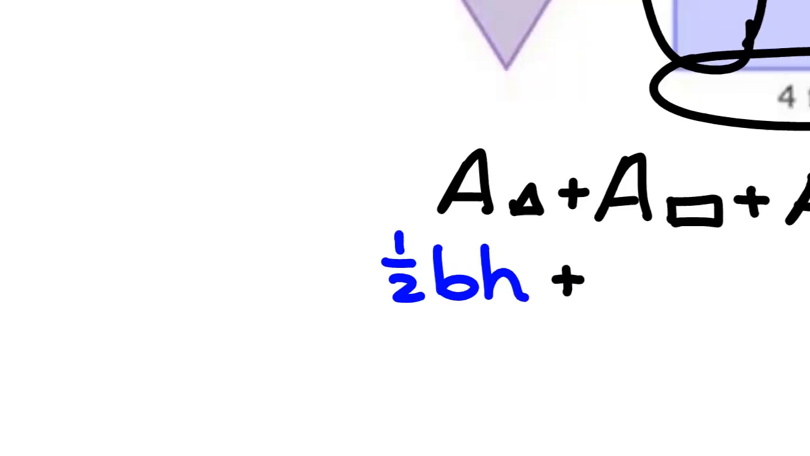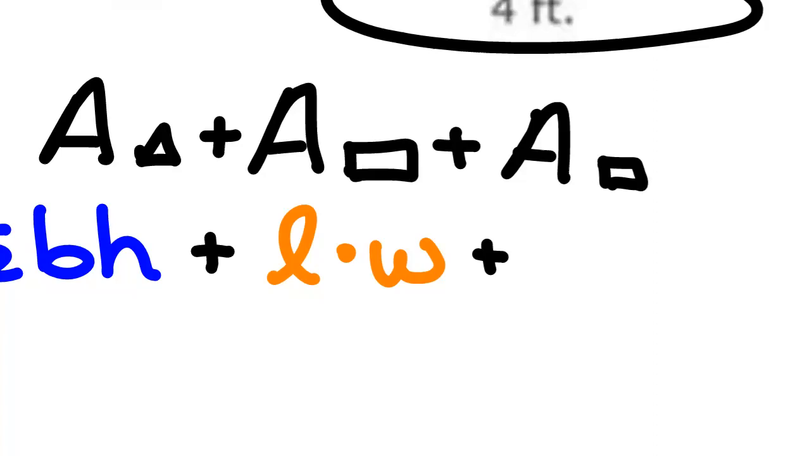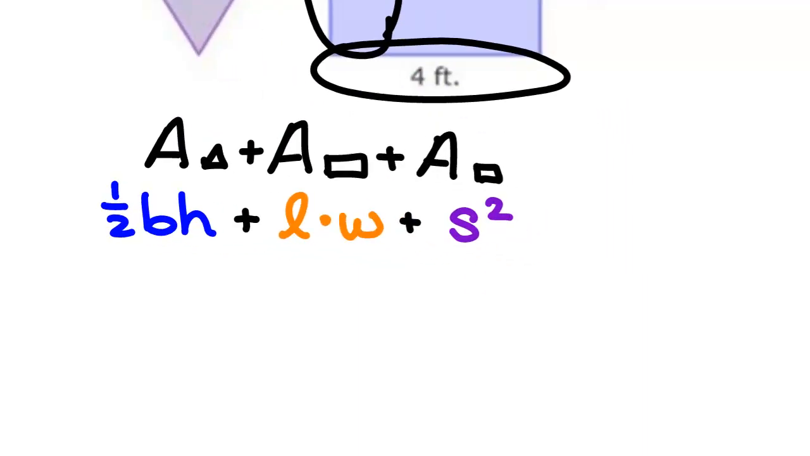All right, so area of a triangle, 1/2 base times height. Area of a rectangle, we do length times width. Area of a square, we take our side length and we square it. I think that's the easiest one for us to substitute into first. What is the side lengths of my square? 4. All the sides have a length of 4, so I would have 4 squared back here.